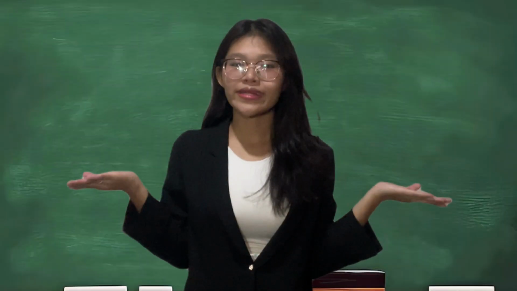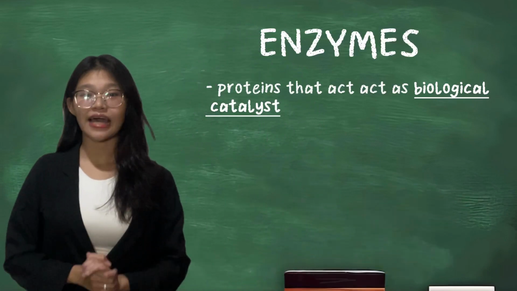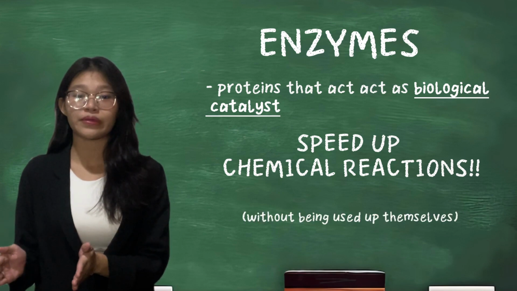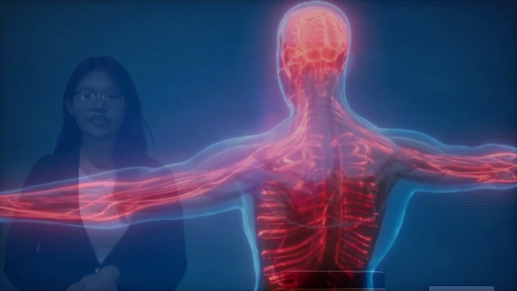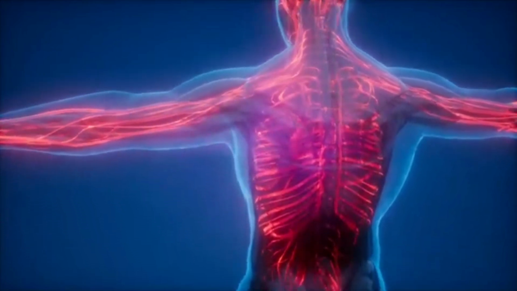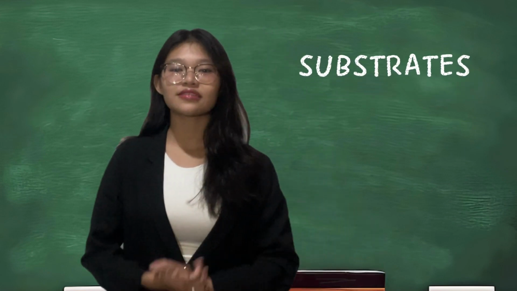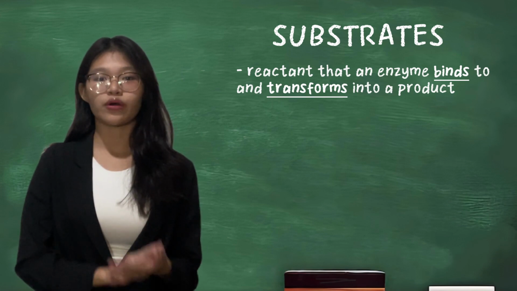First, what is an enzyme? Enzymes are proteins that act as biological catalysts. That means they speed up chemical reactions in the body without being used up themselves. Almost every chemical reaction in our cells depends on enzymes to occur fast enough to sustain life. Now, what do enzymes act on? They act on molecules called substrates. A substrate is simply the reactant that an enzyme binds to and transforms into a product.